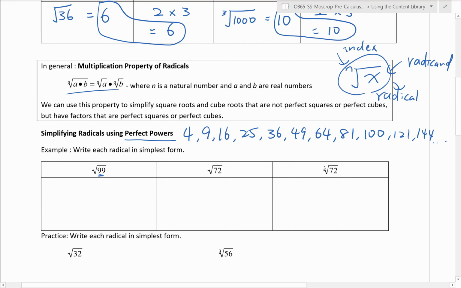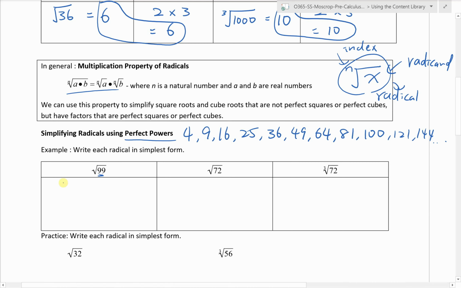these perfect powers, and we're going to find a factor of 99. Which one of these perfect powers is a factor of 99? I think we can see 9 is definitely a factor. Sometimes there could be more than one though, so you always look for the biggest possible. So 9 is definitely a factor, and I do believe it's the biggest factor.